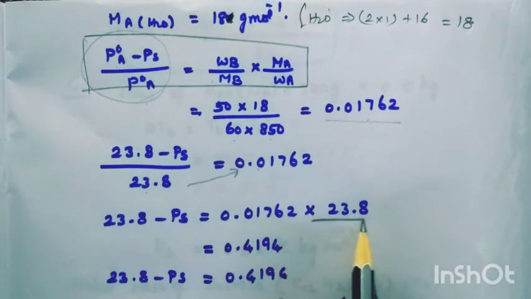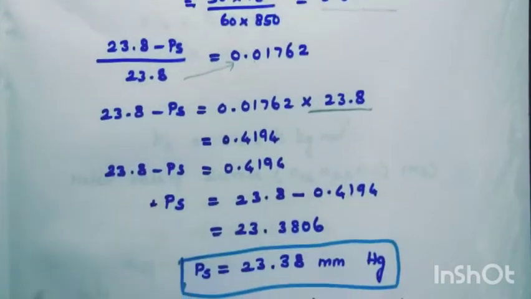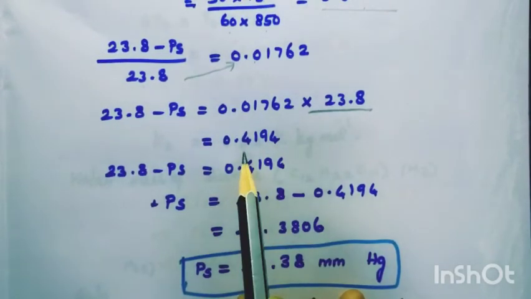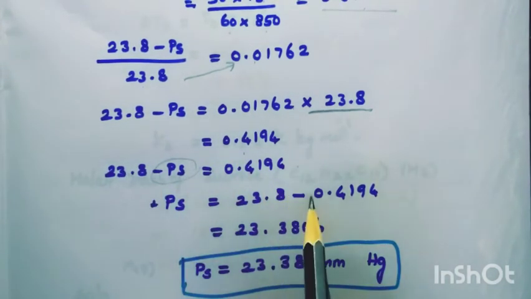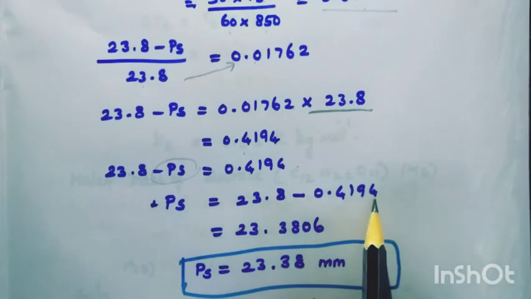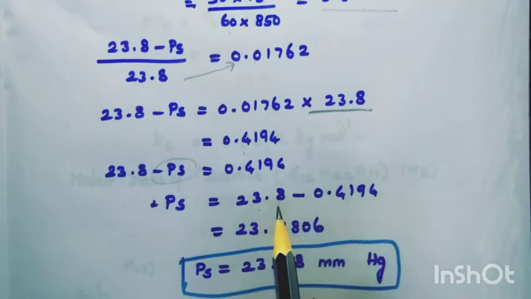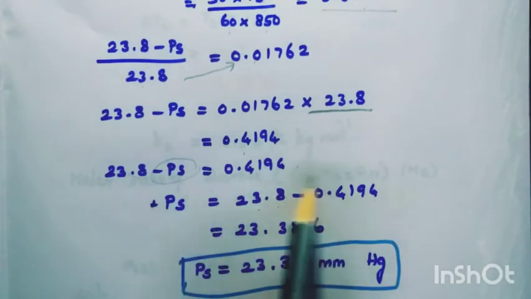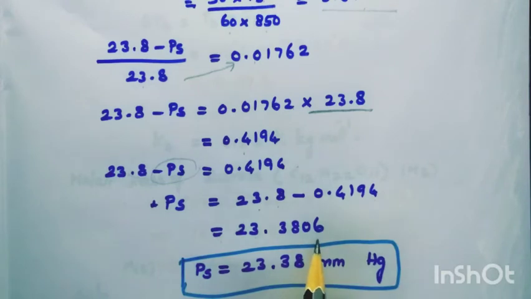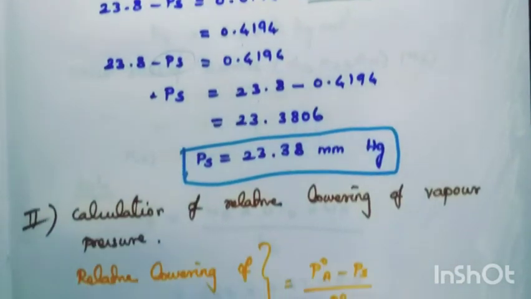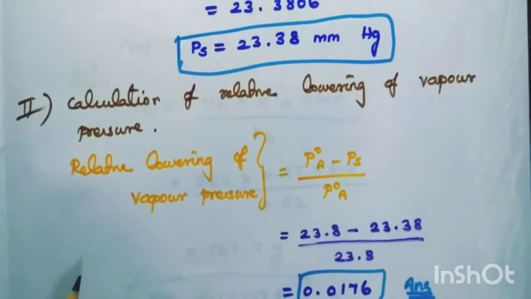So substitute here 23.8. Take this into this side. So it becomes into 23.8. While multiplying these two, we get this value. So keep this value, take the constant to this side. Minus 0.4194, 23.8. Both sides it becomes minus, no? So cancel. We are exchanging both these. So equal to 23.3806. So PS is equal to this. We calculate the PS. Now we can calculate the relative lowering of vapor pressure.